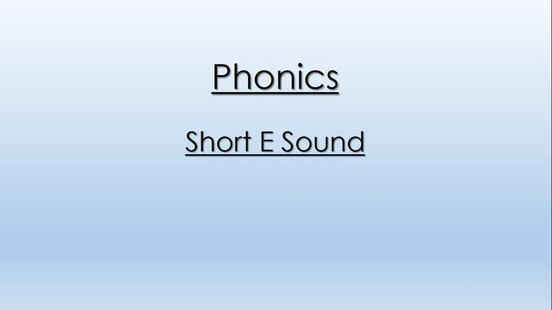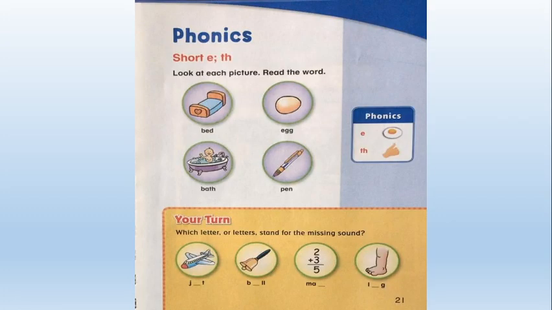specifically with phonics. Remember that phonics is about the relationship between the letters and the sounds. And the first sound we have seen is a short E sound. Remember, as you can see here on page 21 of your Cornerstone book, we have some examples. The short E sound sounds like E, as in, for example, bed, egg, and pen.